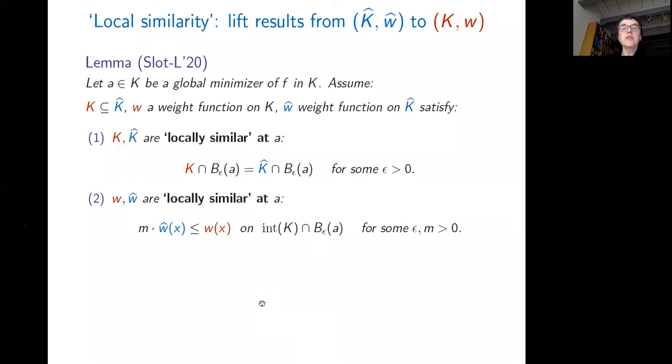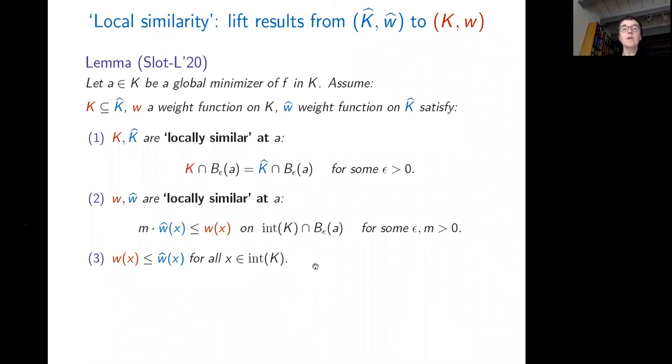And the next conditions are talking now about the two weight measures. They should look the same. They should be comparable in the neighborhood of the global minimizer A. So the W should be at least a positive constant times W hat on a small neighborhood of the point A. And the last condition is that W should be upper bounded by W hat.